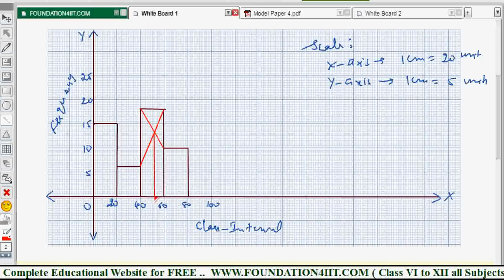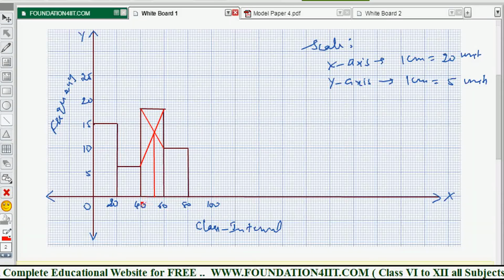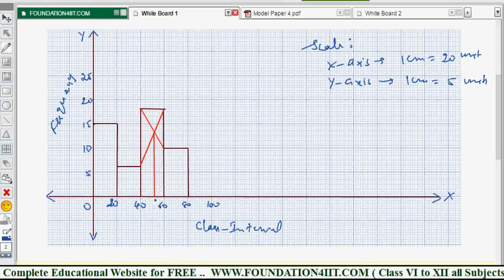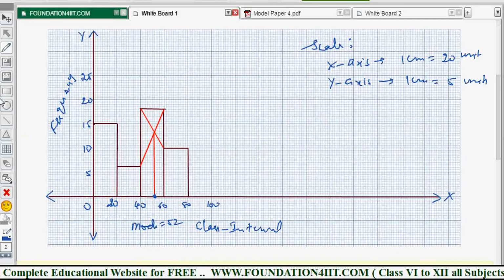That is not exactly the center. After 40, between 40 and 60 it is coming at the 6th line. So 1 millimeter is 2 units, so 6 means it's 52. It is where it's joining. Now it's joined at this point. Now there is the mode. Therefore mode is equal to 52, because after 40 it's the 6th millimeter line, right? Then mode is equal to 52, you can write.